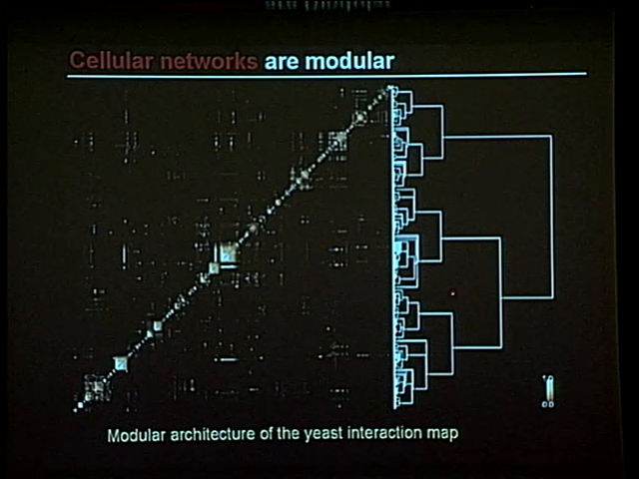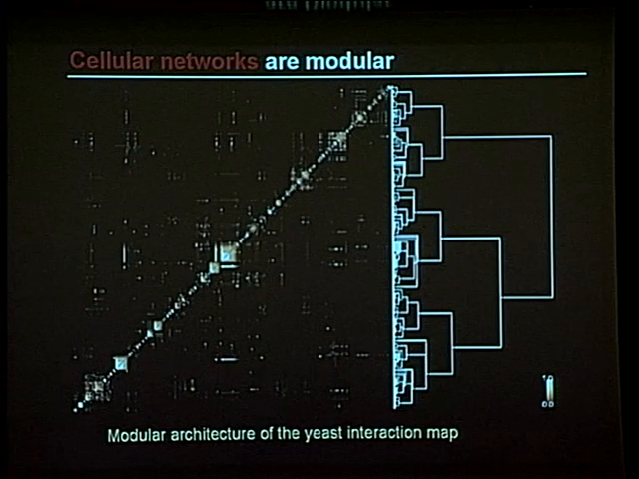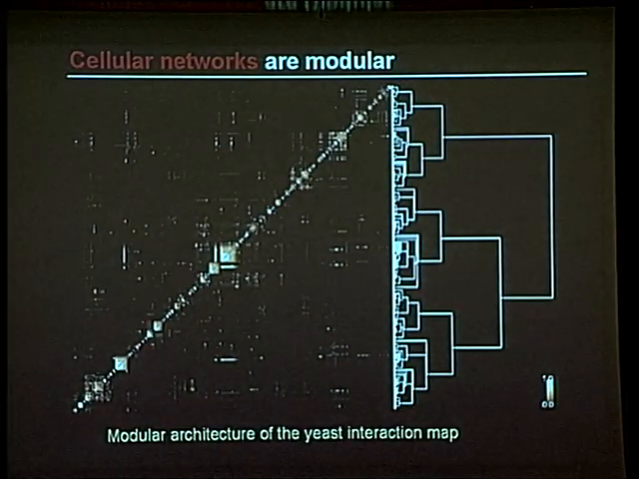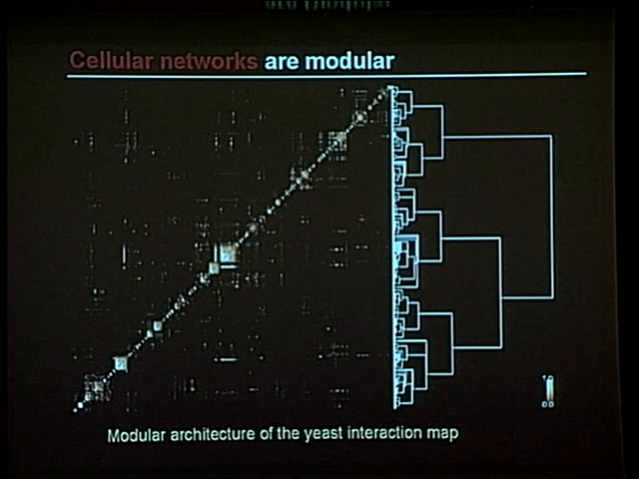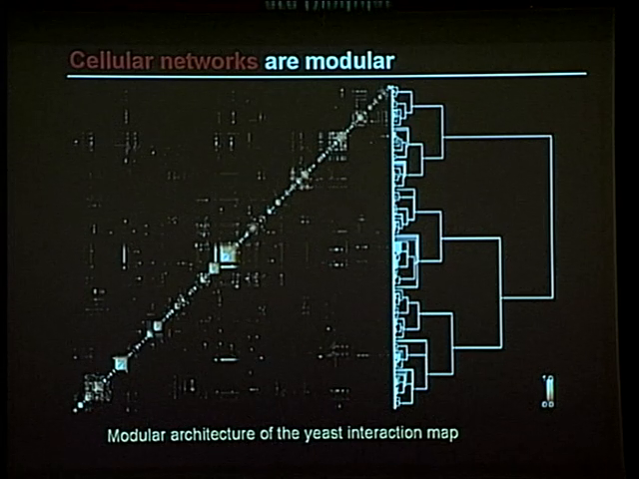What I'm showing you here is a map of the modular architecture of the yeast proteome. What you see here, these little boxes, imply that you have groups of proteins that work together, and perhaps not surprisingly, they work together in specific functions. Cell cycle, whatever you want, okay?